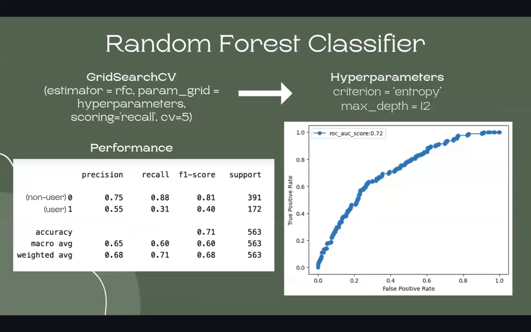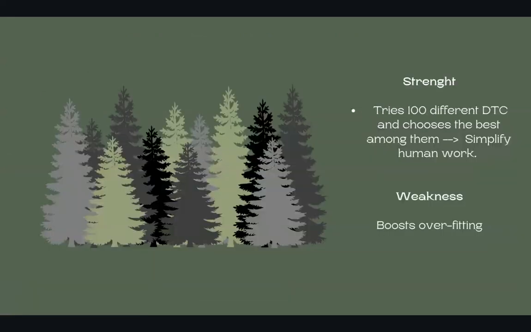Next, I employed a random forest classifier using a similar logic for hyperparameter tuning, yet the score for recall of drug users was even lower. Some strengths of using random forest classifiers is that they try many decision tree classifiers and look for the best in just a few seconds, simplifying human work. However, a weakness is that they boost overfitting.